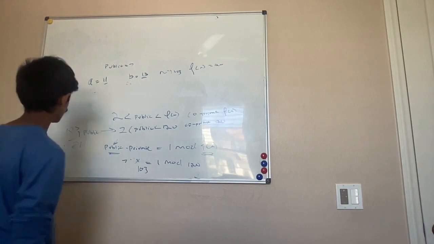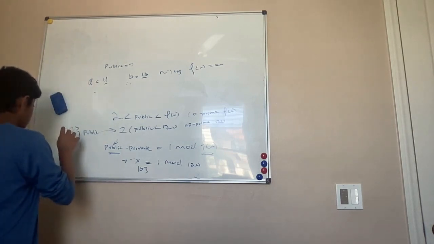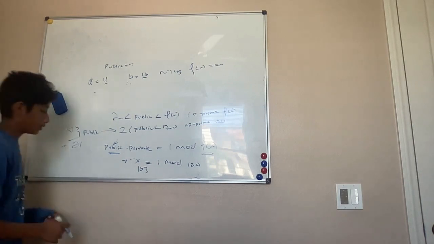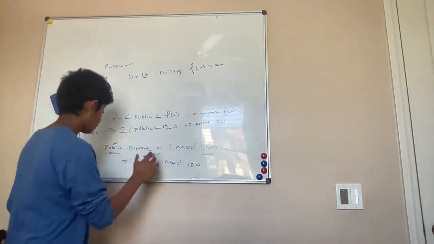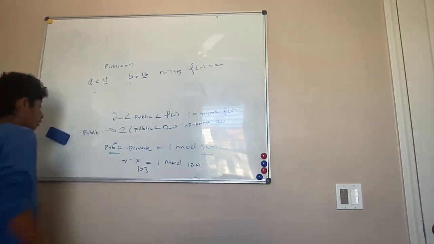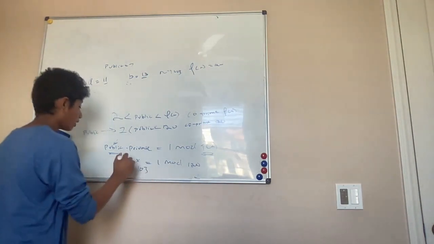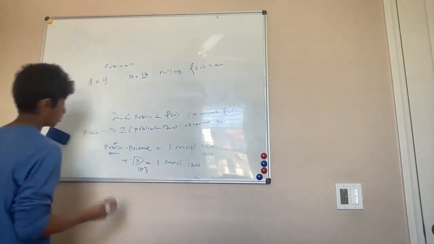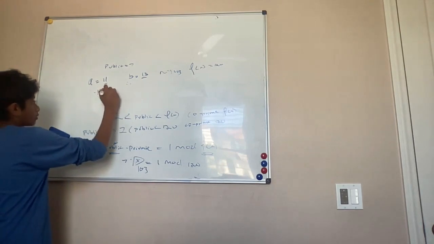So actually, no, sorry, this is 721. Alright, so now we have 7 times 103, which is 721, so that's 1 mod 120. So now we know our private key is 103. So you can just write that down.